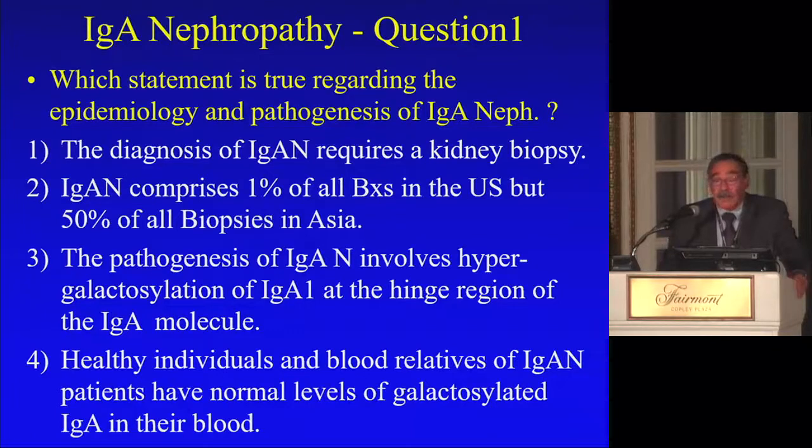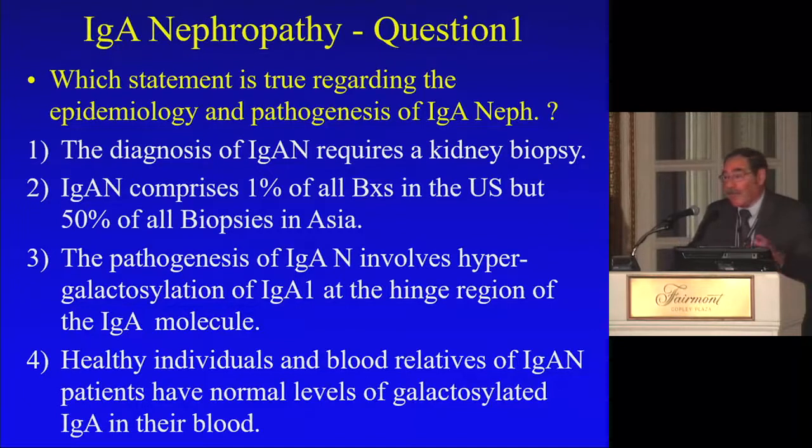The diagnosis of IgA nephropathy requires a kidney biopsy in 2016. IgA comprises 1% of all biopsies in the United States, but 50% of all biopsies in Asia. The pathogenesis of IgA involves hypergalactosylation of IgA1 at the hinge region of the IgA molecule. Healthy individuals and blood relatives of IgA nephropathy patients have normal levels of galactosylated IgA in their blood.